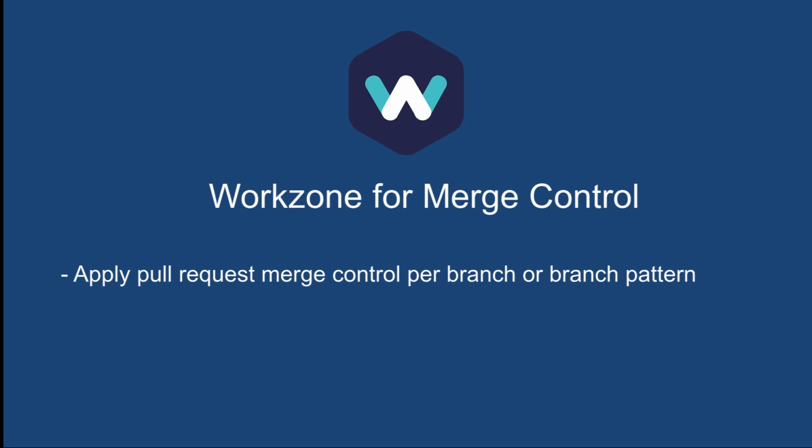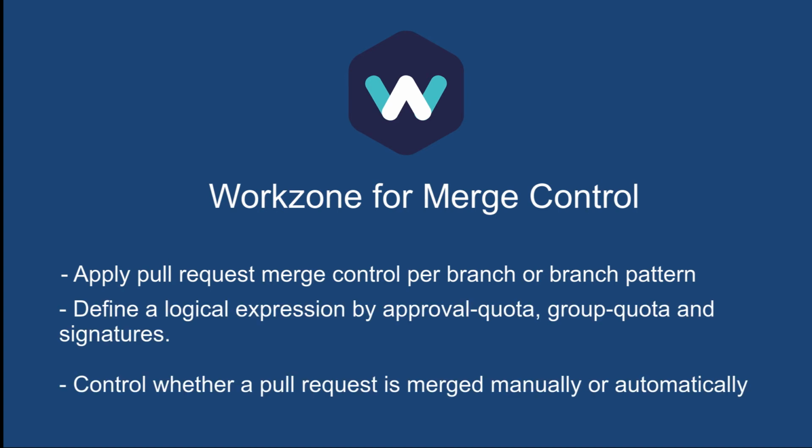Workzone allows you to control how a pull request is merged per branch or branch pattern. You can define a logical expression, including approval quota, group quota, signatures, and successful build count to evaluate whether or not a pull request can be merged manually or automatically. Let's look at how Workzone for merge control works.